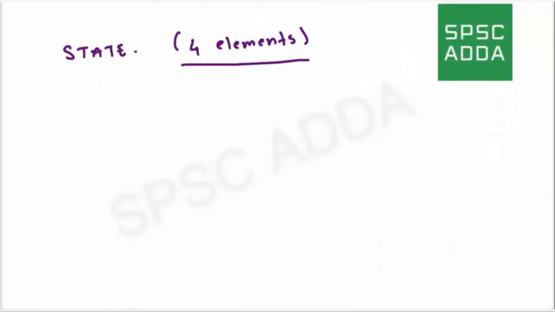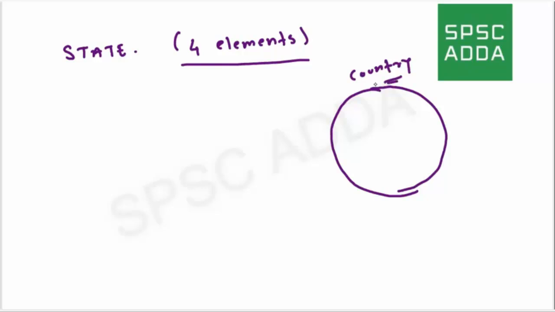Now, what are the four elements of state? Number one, the first element. For example, if this is the state or country I am talking about, the first element is definitely that any country should have a territory. Territory is the first element.